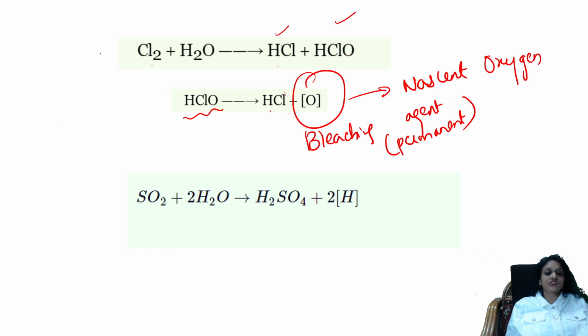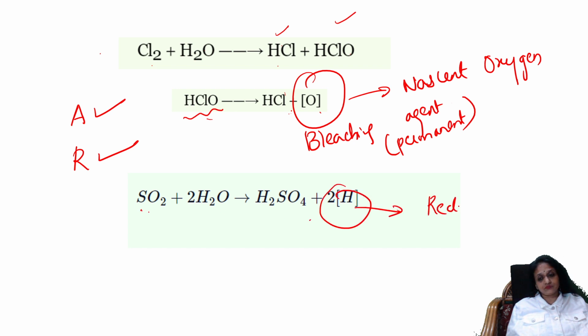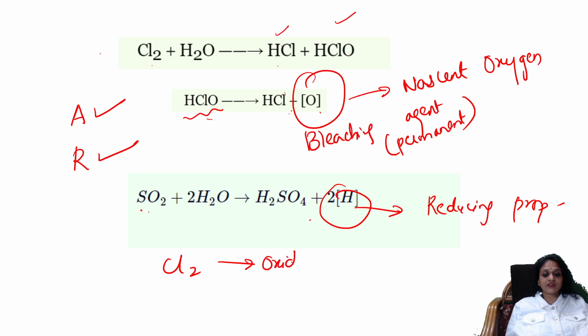They said chlorine water oxidizes. Yes, it oxidizes because of oxygen release. Assertion is right. In the reason, chlorine oxidizes, yes, and sulfur dioxide reduces. This is its reducing property. So chlorine oxidizes, perfect, and sulfur dioxide acts as a reducing agent. Clear? So assertion right, reason right.